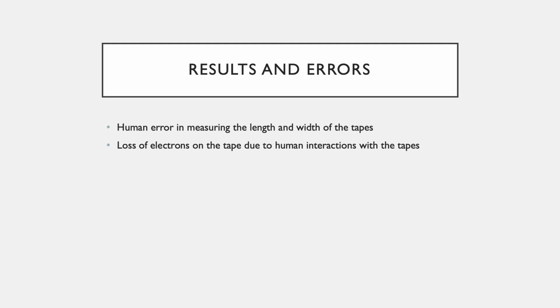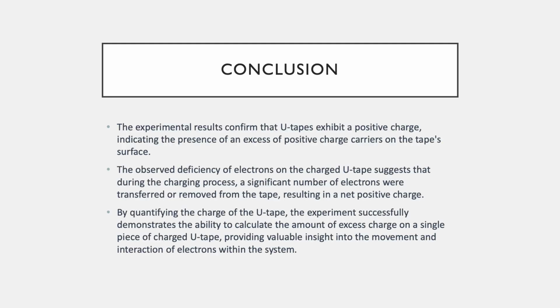The discrepancies between the results might be because of human errors in measuring the length and the width of the tape, or the loss of electrons on the tape due to human interactions with the tapes. In conclusion, the experimental result confirmed that there was a significant number of electrons transferred from the U-tape, resulting in a net positive charge. Thank you.